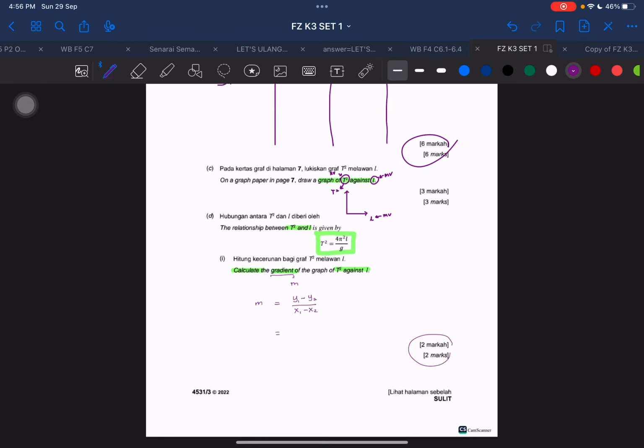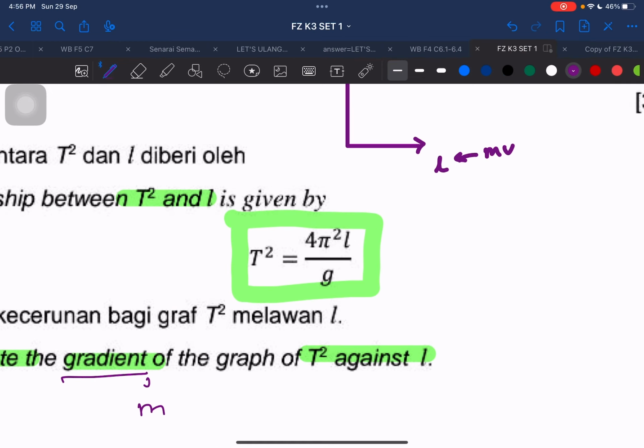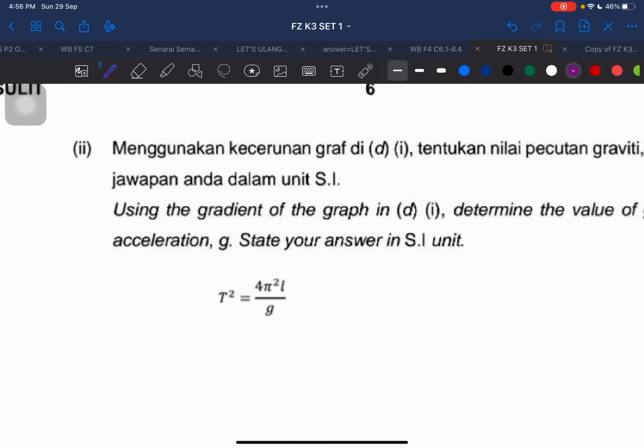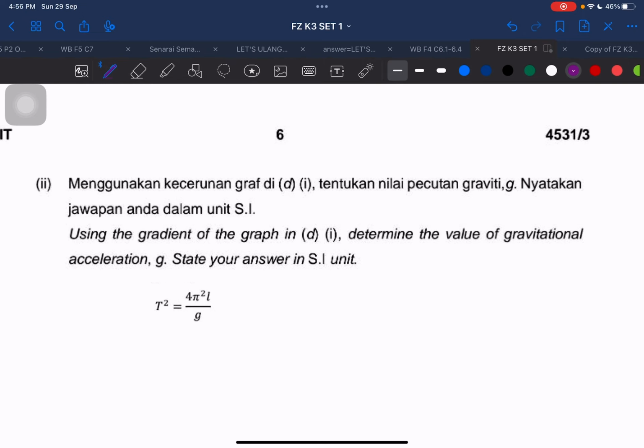Next question. They give you this formula: T squared equals 4 pi squared L over g. Now, this one I just copy pasted. The formula here, I copy pasted from the previous page.